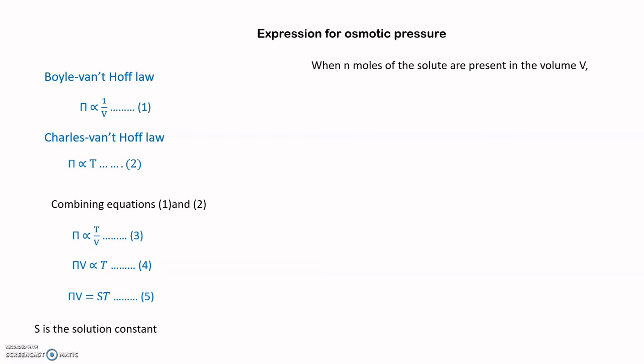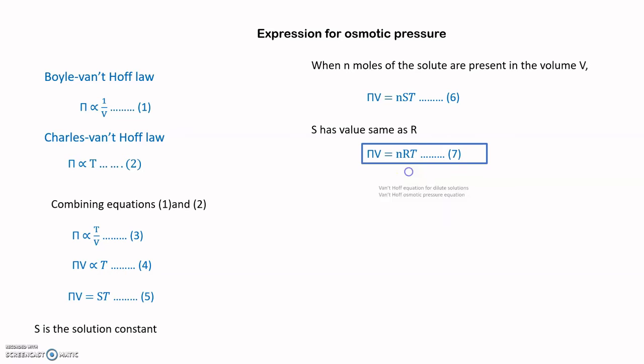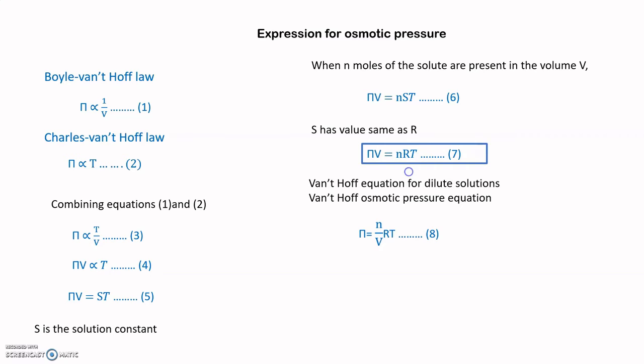Now, it's been found that S is similar to the gas constant. The value of S is almost the same as the universal gas constant. So you can put it as pi V equal to RT also. Now when n moles of the solute are present in volume V, we put it as pi V equal to nST, and instead of S you can put R, the gas constant, so pi V equal to nRT. This is the Van 't Hoff equation for dilute solutions, or the Van 't Hoff osmotic pressure equation. Now you rearrange this, you get pi is equal to n by V RT, or pi is equal to CRT, or pi is equal to MRT as we had written earlier.